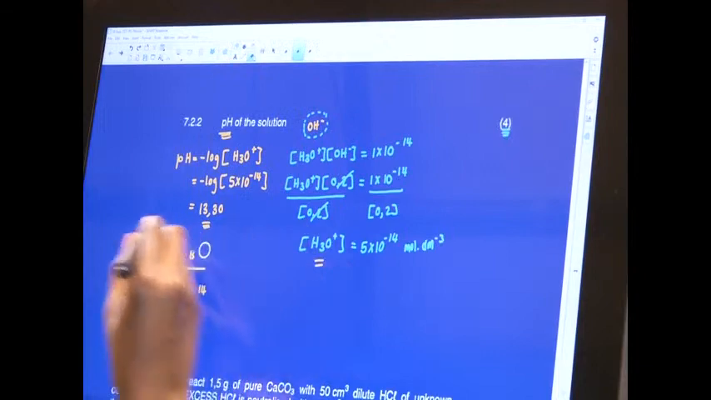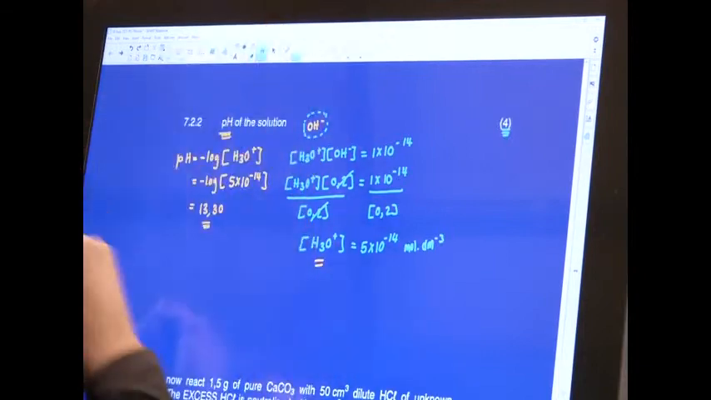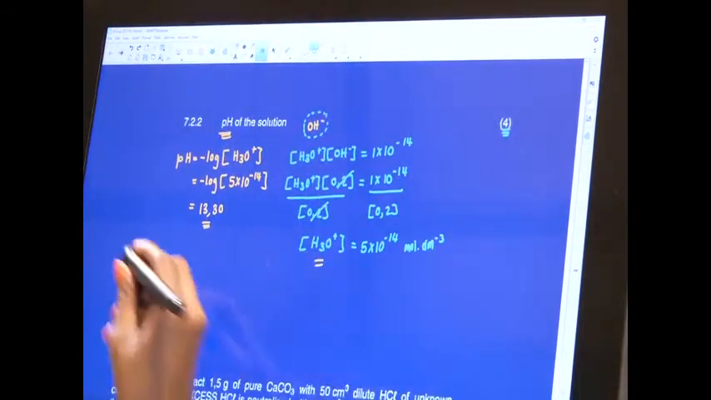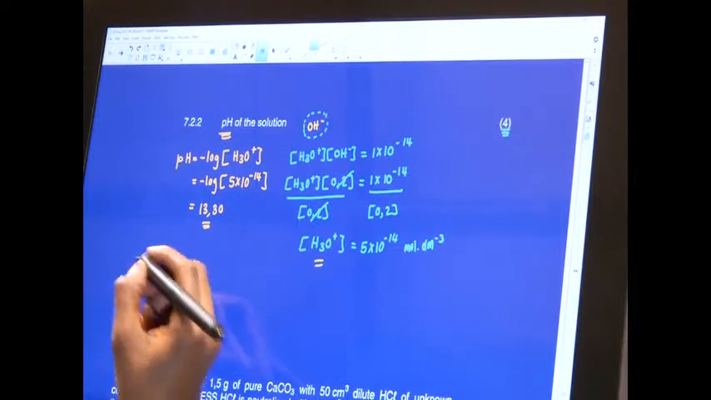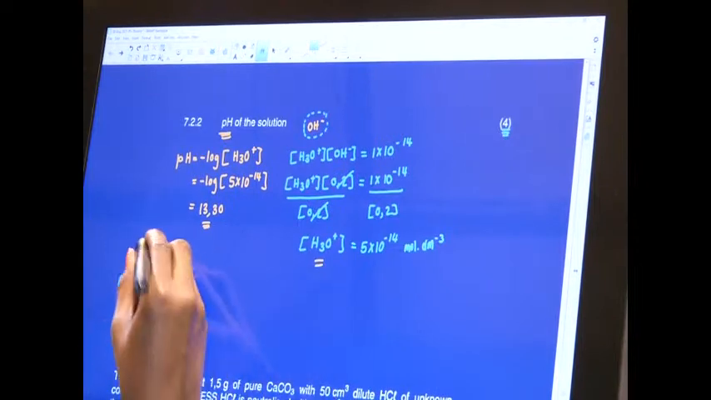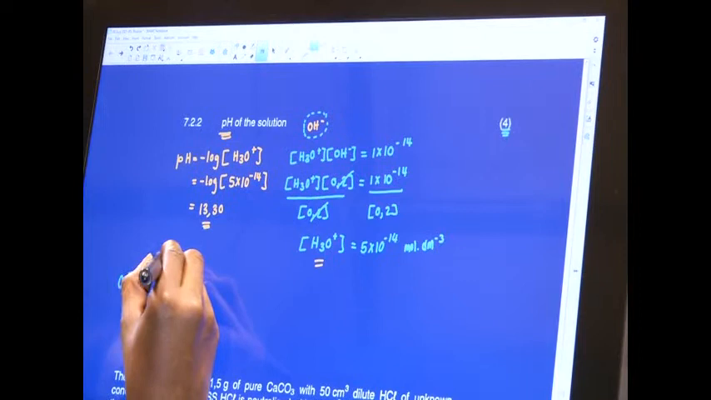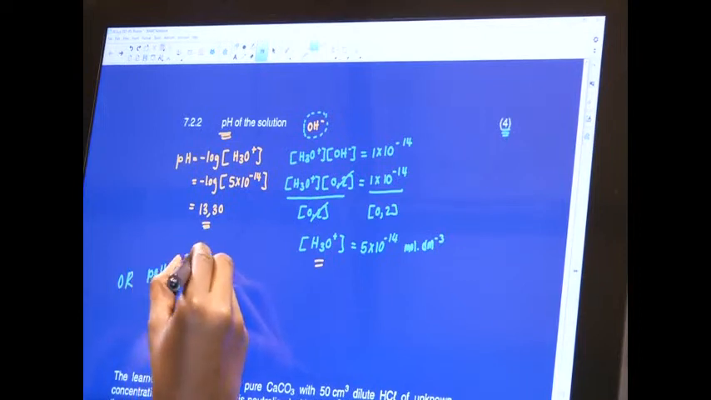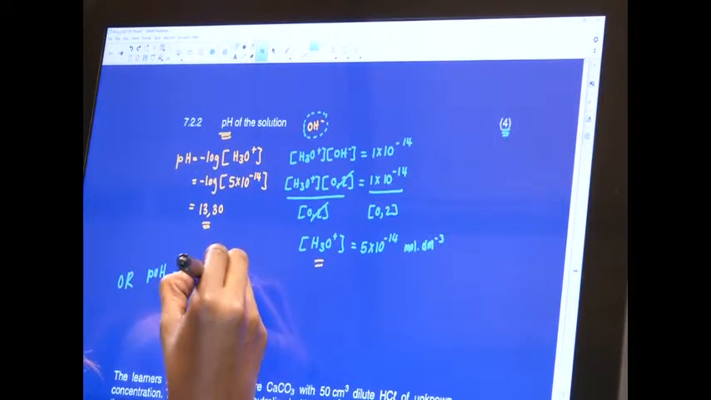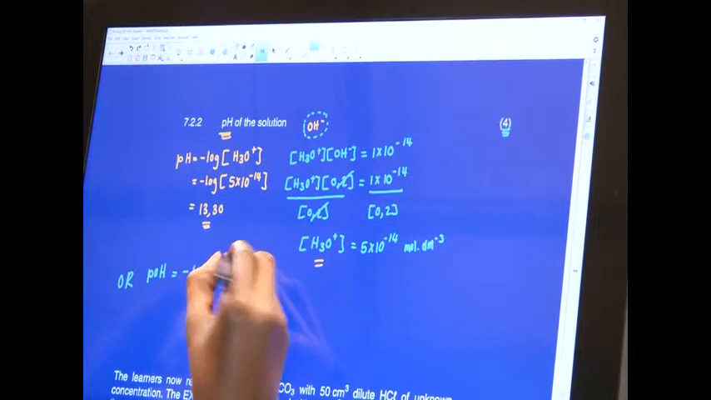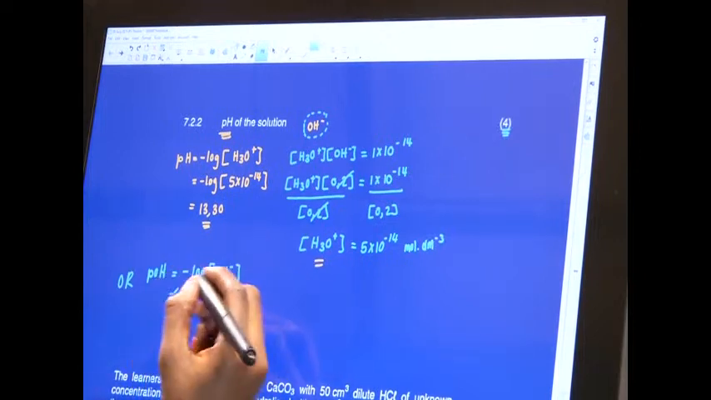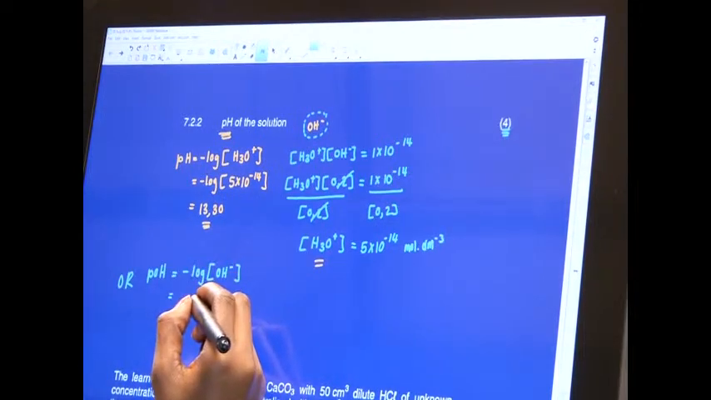I just want to take this one off. And I just want to write the formula of another one that you could use. Let me just write OR over here. Some teachers like using the pOH method, which is pOH is equal to minus log, and then the concentration of the actual basic solution, which is OH minus. So therefore, you're going to use what we have gotten.